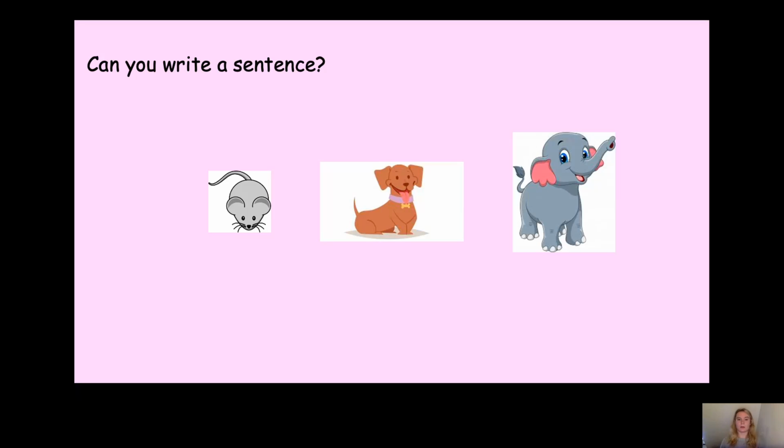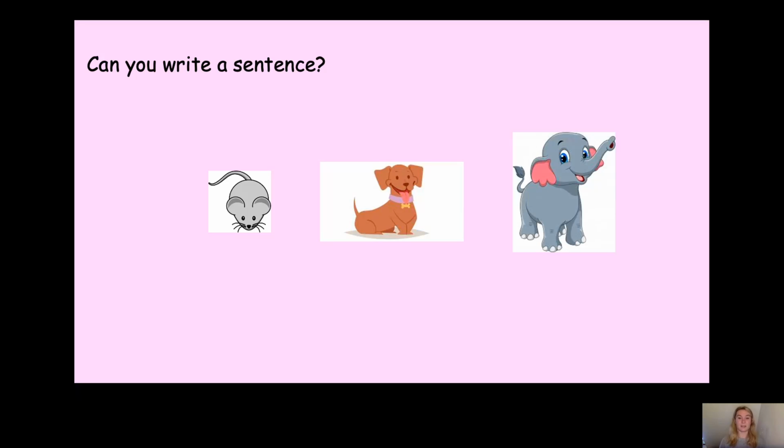Brilliant. Now, I want you to pause the video and have a go at thinking of a sentence you could use for the elephant to compare it to the other 2 animals. Okay, pause the video now and have a go. Okay, should we see if we've got the same sentence? So I thought we could say that the elephant is the loudest animal, or the elephant is the largest animal. Okay, there are lots of different ways we could say that.